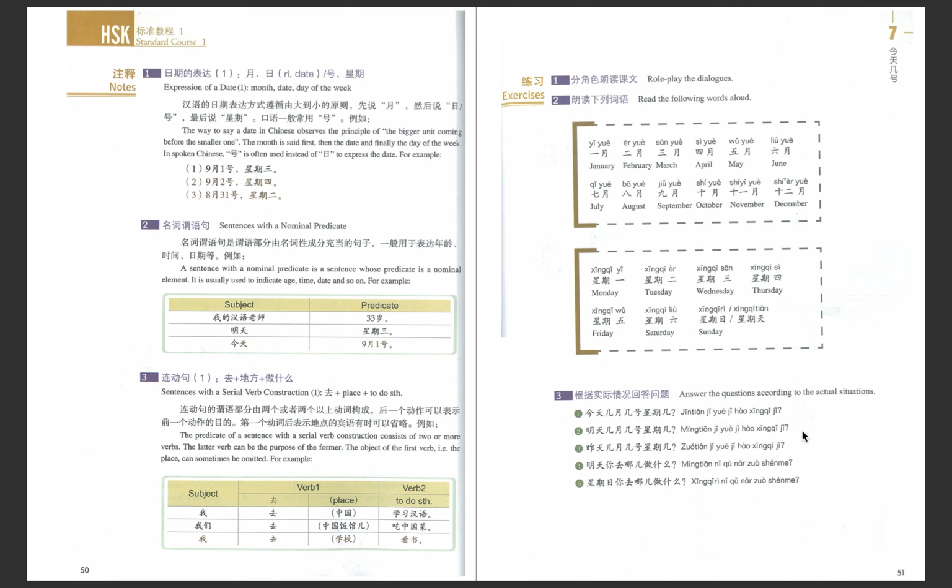3. 昨天几月几号星期几? Again, the adverb changed. So here, 昨天 yesterday. Again, 几月 which month, 几号 which date, 星期几 what day. So what day was yesterday and what was the date and month?